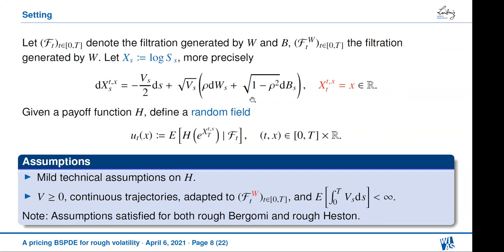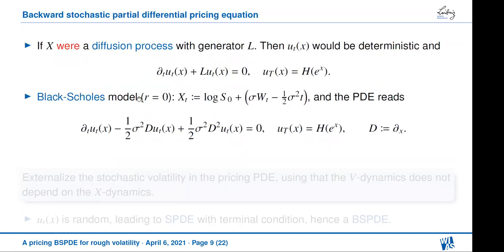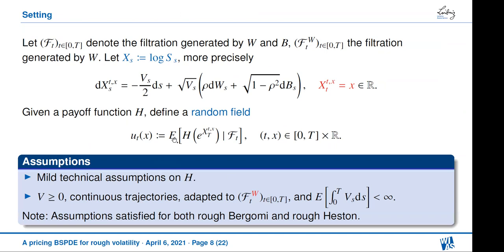I may be repeating things that I said before, but in any case, I'm sorry for the interruption. Let me once again say that if X was a Markov process, then u would be a deterministic function and it would satisfy the standard Kolmogorov PDE. But since it's not, it's a random field. And we will see what can be done about such a random field. And regarding technical assumptions, the main one is a very mild assumption, I think. V is a non-negative process, with continuous trajectories, adapted to the filtration generated by W alone, and it's integrable in the L1 sense. So that's basically all that we are requiring here.